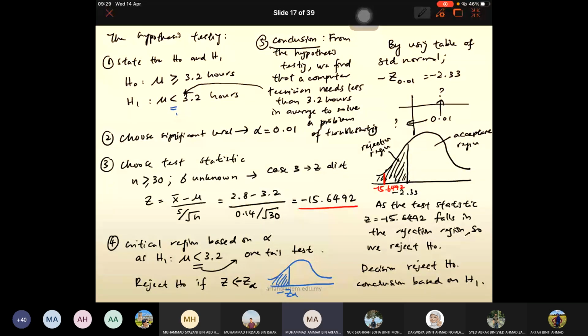Okay, dapat? So this is how you perform the hypothesis testing. Nanti dalam chapter berikutnya memang semuanya hypothesis testing. Because hypothesis testing is actually the main idea of statistic, selain daripada data analysis.